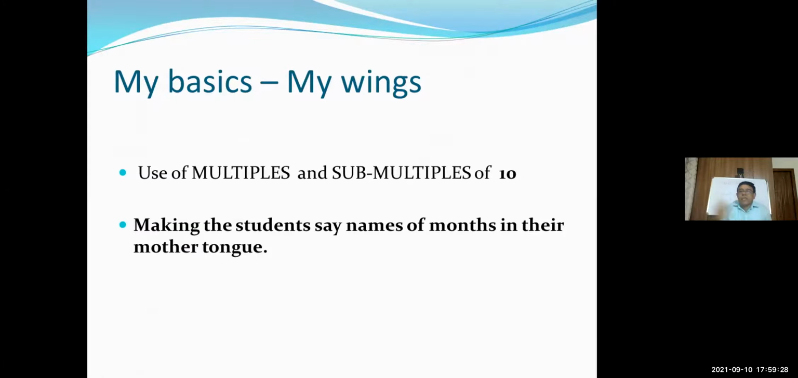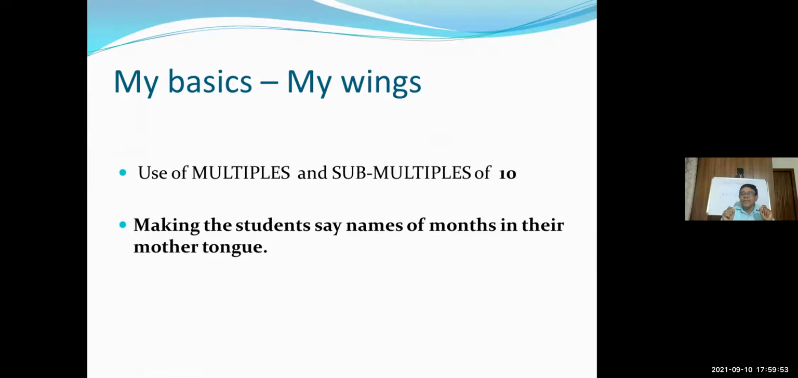These are all multiples of 10. For each one, we have a prefix. Deca, hecta, kilo, mega, giga. For submultiples, 10 power minus 1, 10 power minus 2, 10 power minus 3, 10 power minus 6, 10 power minus 9. We have prefixes: deci, centi, milli, micro, nano.